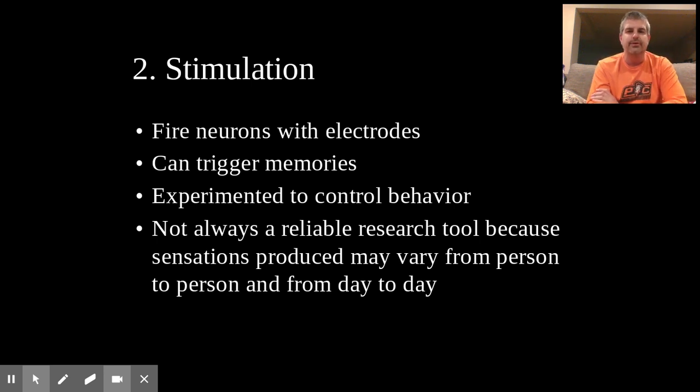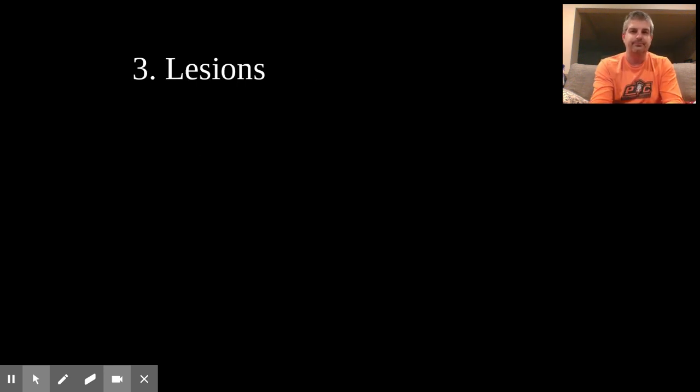The problem with this is you can't control what memories are going to come up. So it varies from person to person and day to day. You can stimulate neurons in my brain and cause a memory to pop up, but you don't know what memory is going to pop up. I can do it tomorrow and get different memories. Same thing with you. So it's not a very reliable research tool.